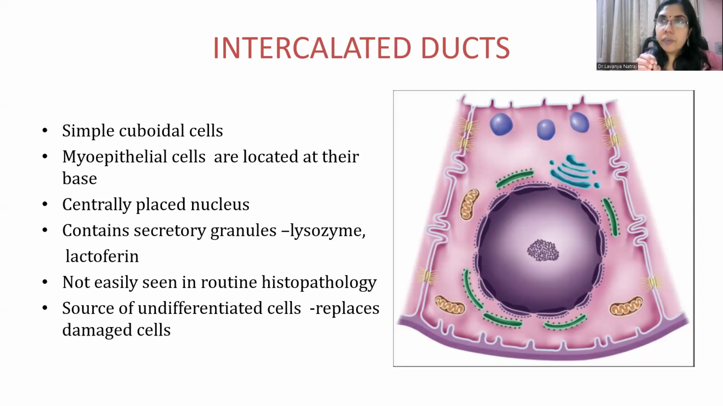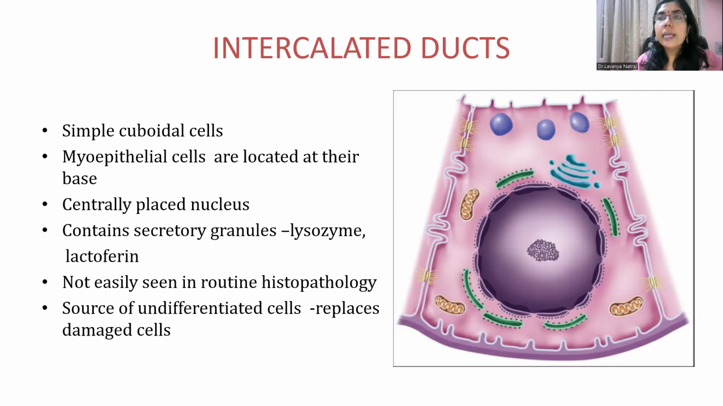They have undifferentiated mesenchymal cells. The function is to replace any damaged cells in the salivary gland. So for any damage or repair that occurs in the salivary gland, it is the intercalated duct cells that start to proliferate and replace the older ones with new ones.